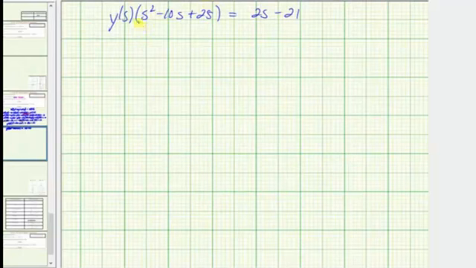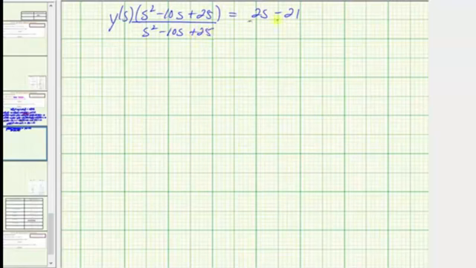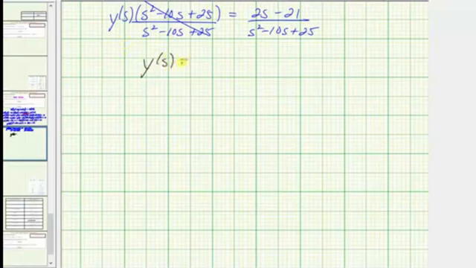To solve for big Y of s, we'll divide both sides by the quantity s squared minus 10s plus 25. Simplifying, we now know the Laplace transform of y, or big Y of s, equals the quantity 2s minus 21 divided by the quantity s squared minus 10s plus 25.